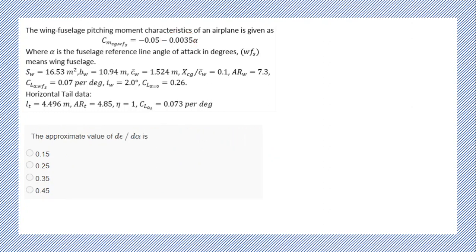Next is, what is the approximate value of d epsilon by d alpha? We discussed this formula in one of the slides, in the earlier slides. So d epsilon by d alpha, yes.